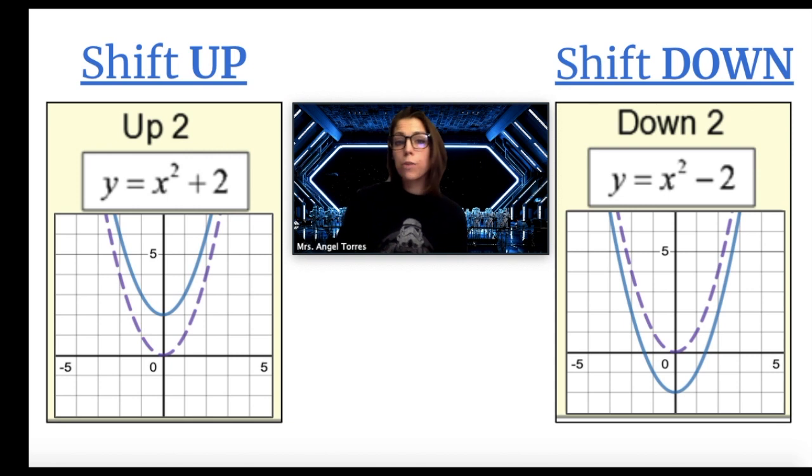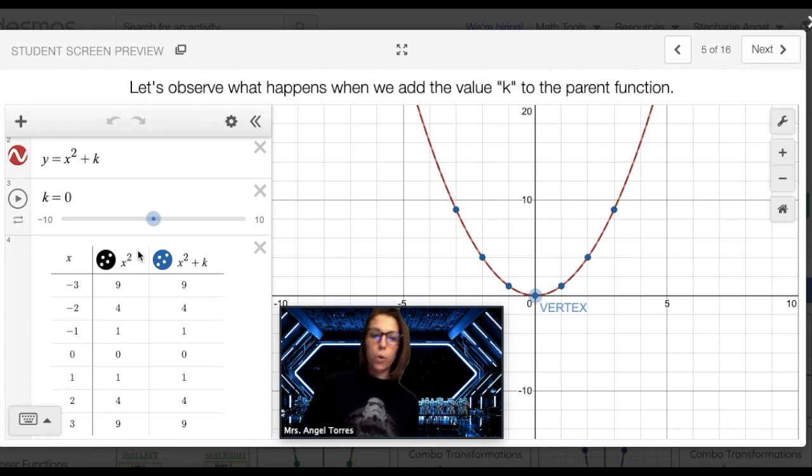The second transformation we're going to talk about is called a vertical shift. There are 2 possible shifts that we're going to explore, our shift up and our shift down. Here I have a graph that is already ready to go. I have the form y equals x squared plus k, meaning we have our parent function, and then we're going to add a value onto it.